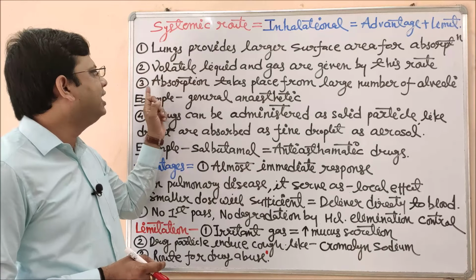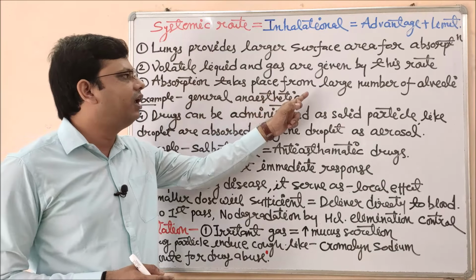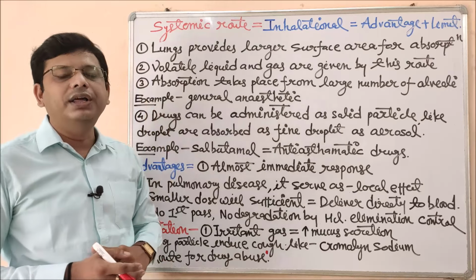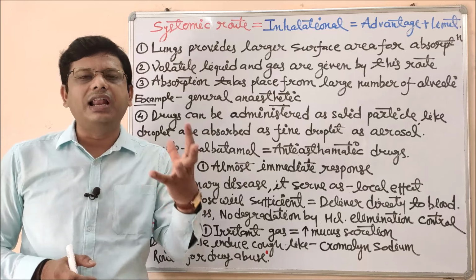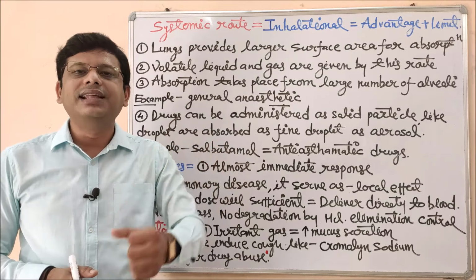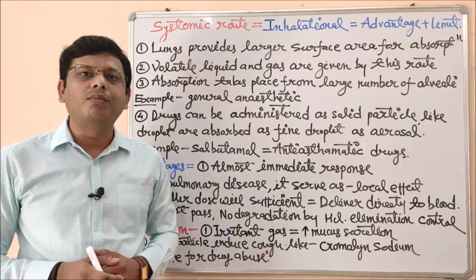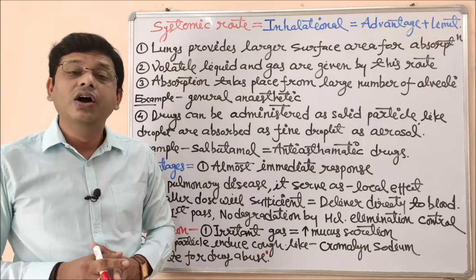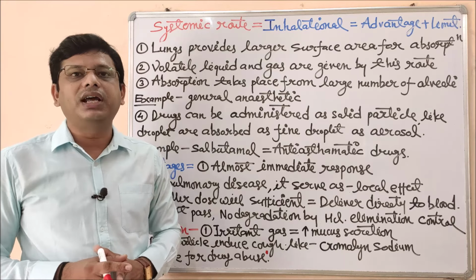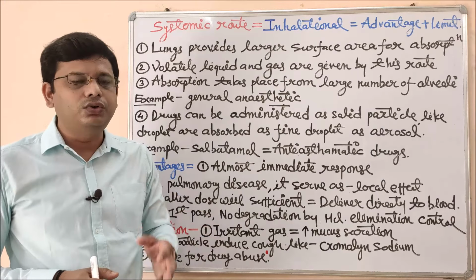So coming to the next one, absorption takes place from the lungs, where a number of alveoli are already present. As I have shown you with the help of a sponge, there are so many alveoli, tiny air sacs, that will absorb your drug in the form of air, that means gases, or volatile oil, or sometimes it can also be given as a solid, as a droplet. I will show you later.